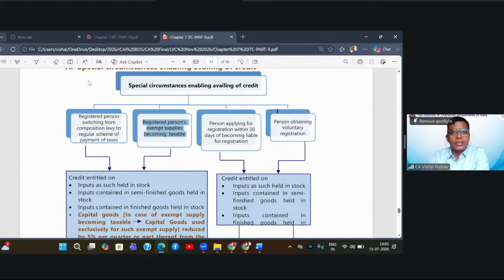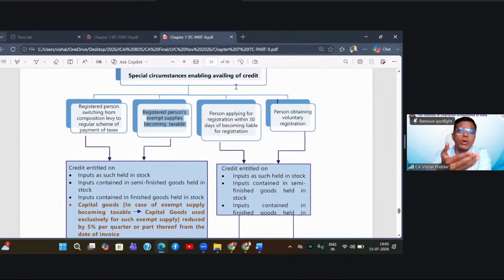So as we have seen in the heading, special provisions enabling availing of ITC. Originally on the date of purchase, these goods were not eligible for ITC. Why? Because your outward was as unregistered or as exempt or under composition. So on the inward side, ITC was not available. But today, on the date of switchover, these goods lying in stock will now give you the ITC of the taxes which you have paid on them earlier.